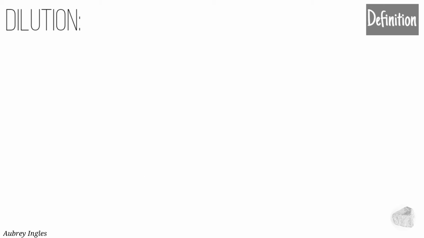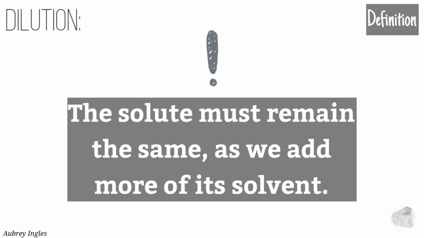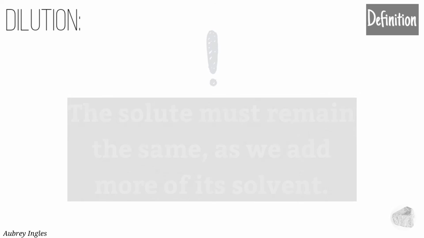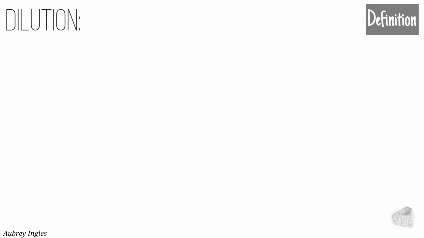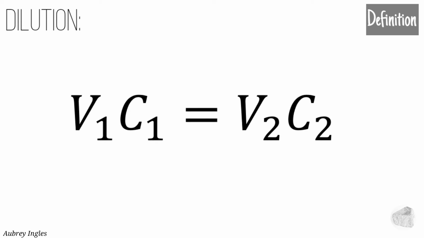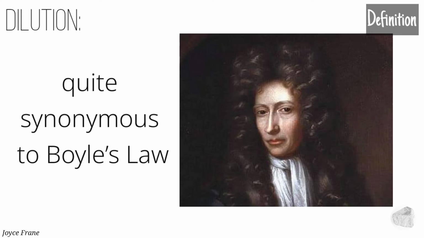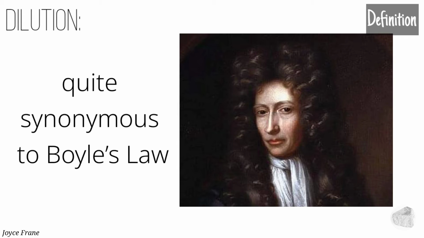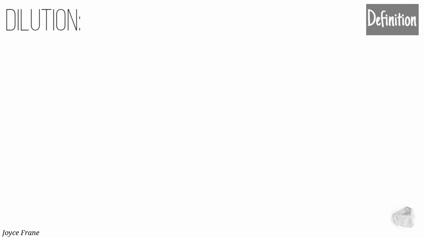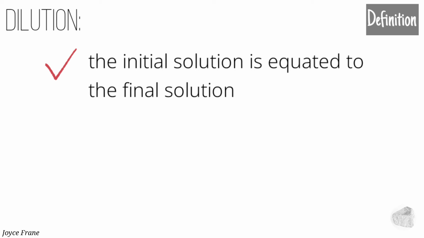Keep in mind that in diluting a solution, the solute must remain the same as we add more of its solvent. We can refer to its formula as V1 times C1 equals V2 times C2. It's quite synonymous to the renowned gas law, Boyle's Law, but moving aside, we can see that the initial solution is equated to the final solution.